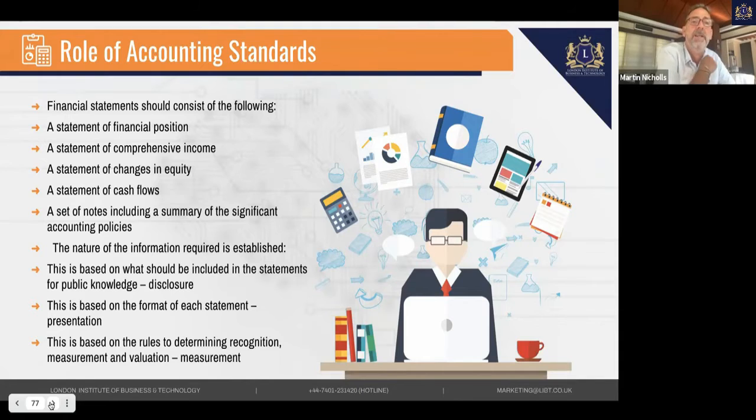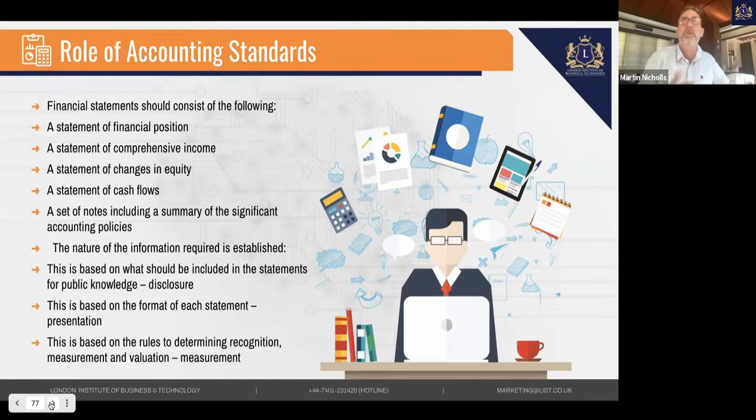Well, our financial statements, as we've said many times, should consist of the following: a statement of the financial position. What's that? That's the balance sheet, right? A statement of comprehensive income, profit and loss. A statement of changes in equity. So how has ownership changed over the period that we're looking at? And a statement of cash flows.